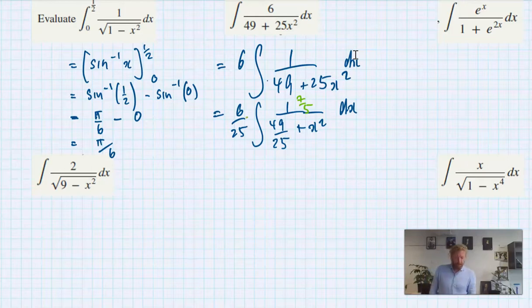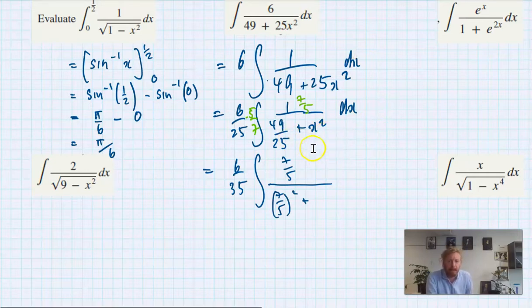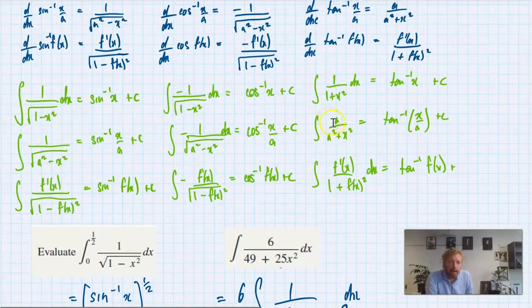Now, I'll do one little extra step here, just in this example. So the 5's will cancel there. That's 6 on 35 times the integral of 7 on 5 on 7 on 5 squared plus x squared dx. I've just written that out so we can clearly see the a's. Now I've got it in this form here.